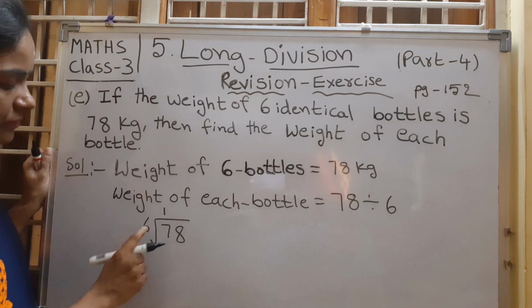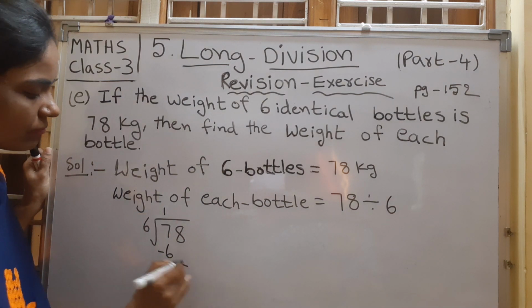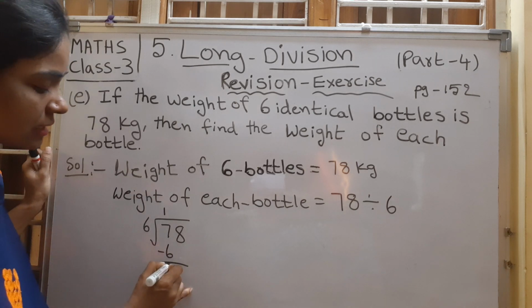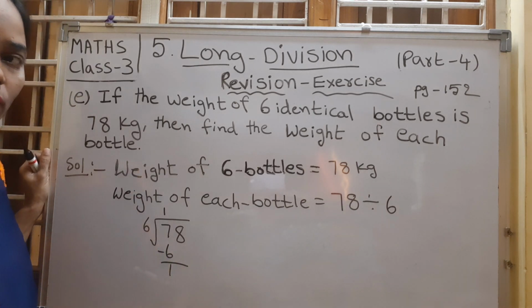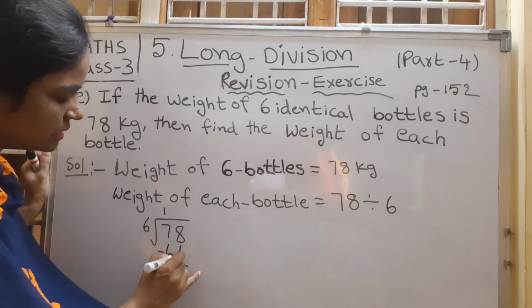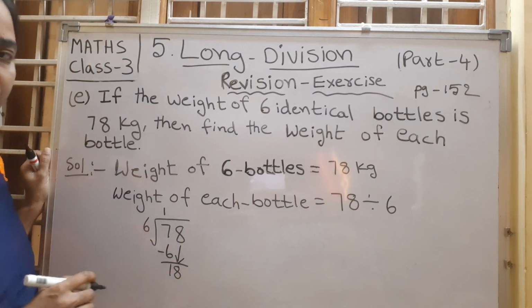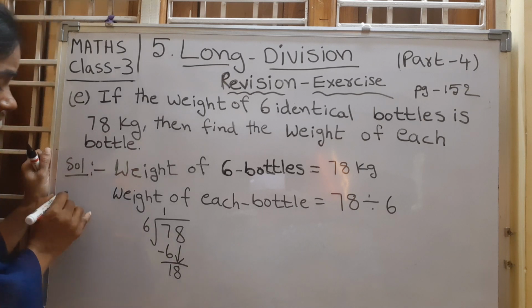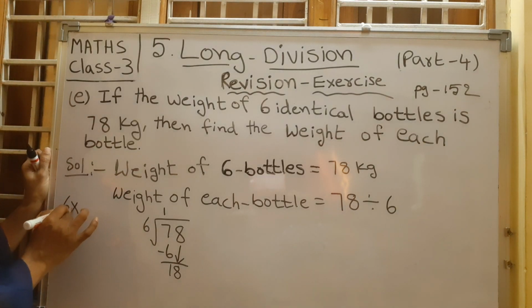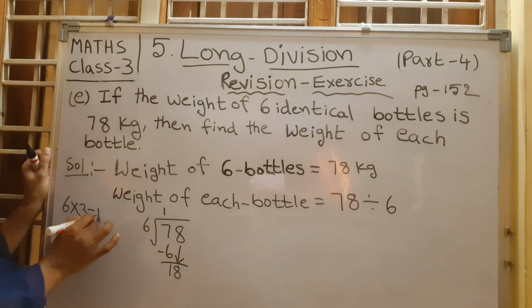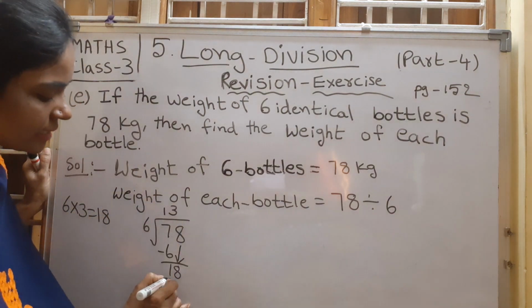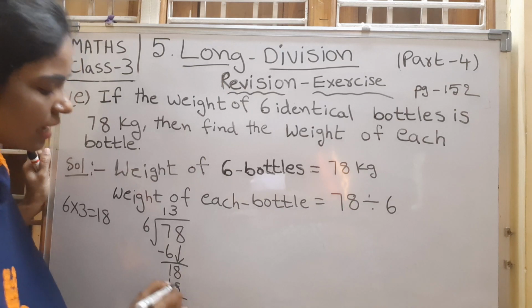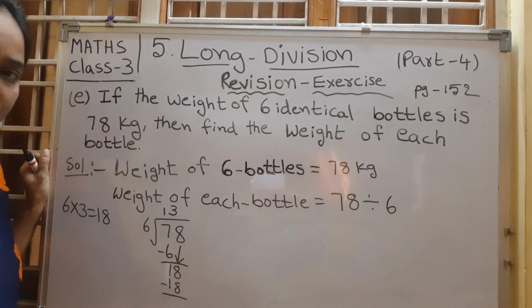So here 6 1s are 6. 7 minus 6 is how much, children? 1. 1 is a smaller number. 6 will not divide 1. So what we have to do? Bring down 8. Now it becomes 18. 6 table, when do you get 18, children? Very good. It is 6 3s are 18. So up, write down 3. Down, write down 18. Now tell me, children, 18 minus 18, how much?